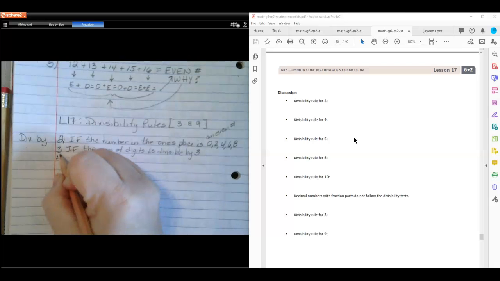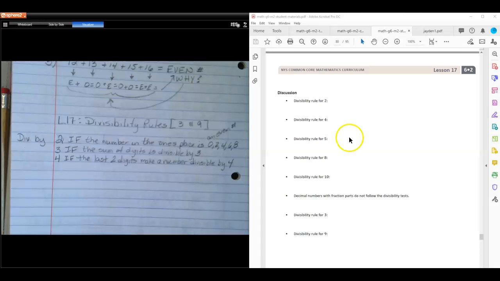It's divisible by 4 if the last 2 digits make a number divisible by 4. Okay, and I'm going to be showing you something for each of these, so that's all we need to know. The last 2 digits make a number divisible by 4, then the whole big number is divisible by 4.